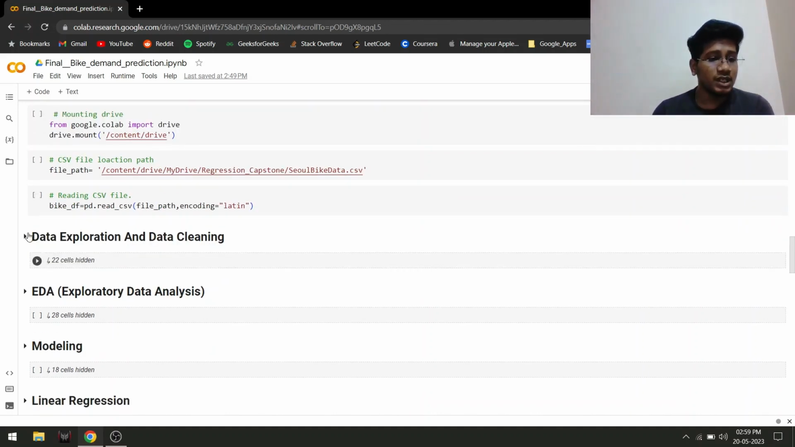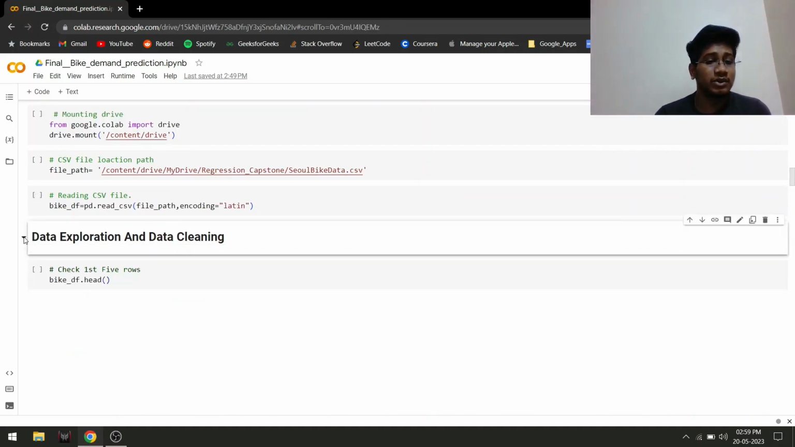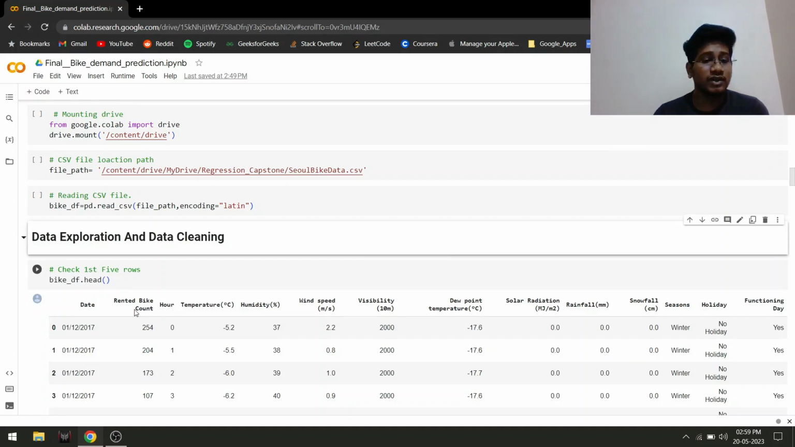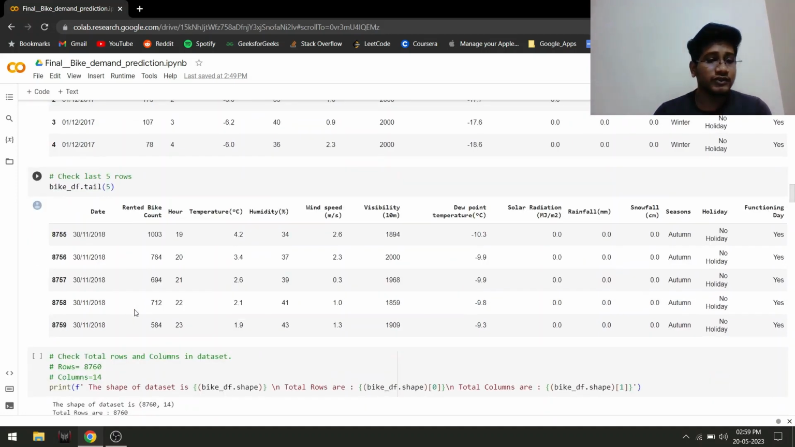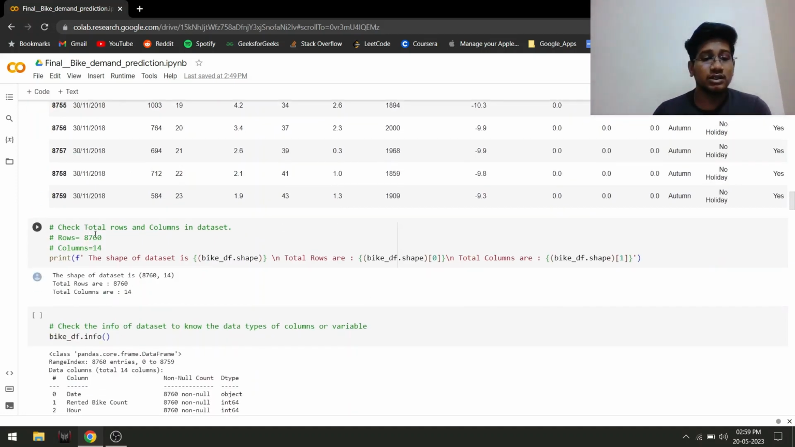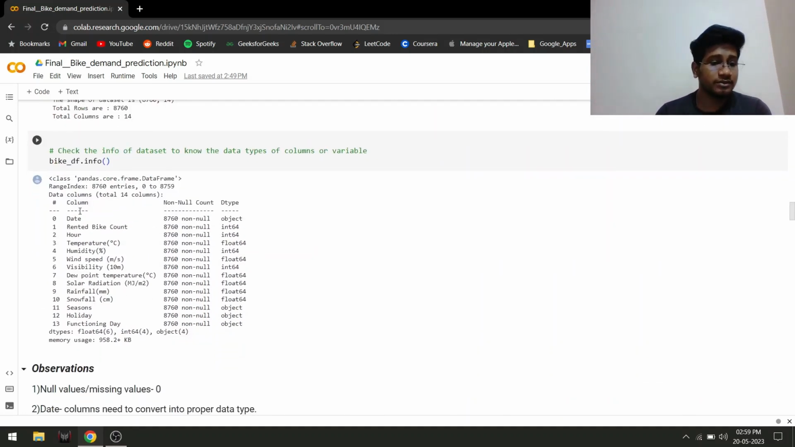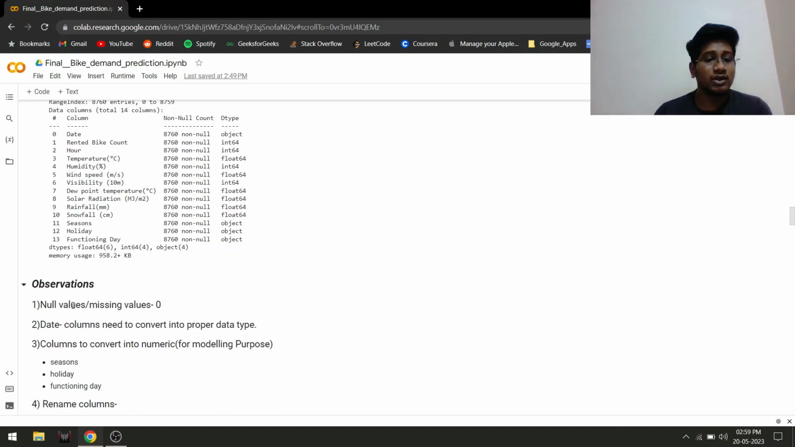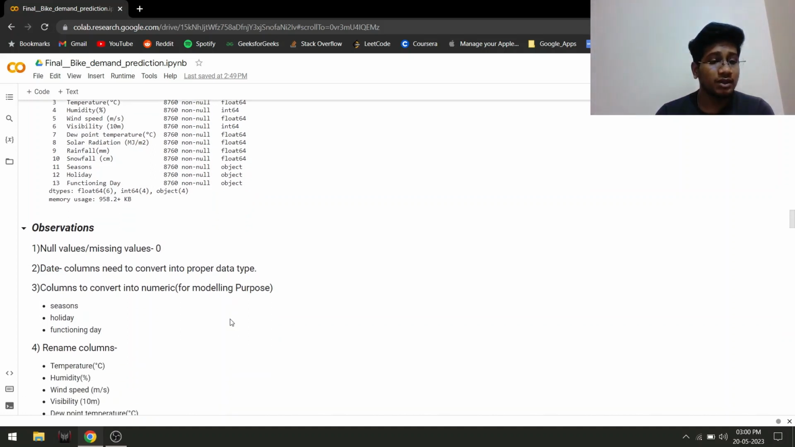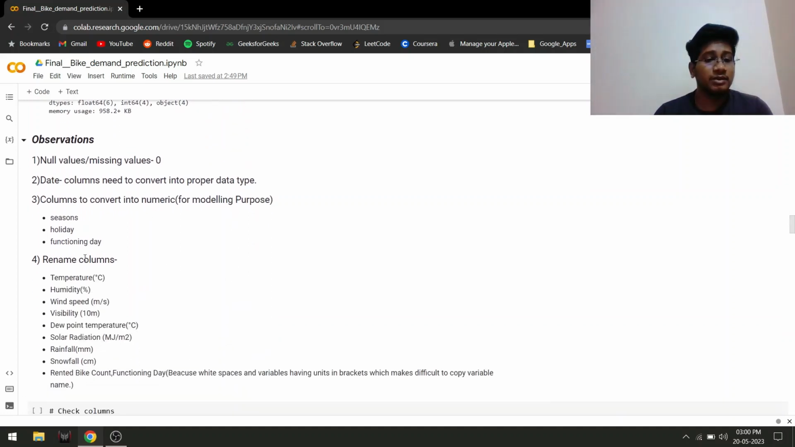So let us start with data exploration and data cleaning. First, we will check the first five rows and the last five rows. We will check the total rows and columns in the dataset. Then we will check the info of the dataset. Here we have null values and missing values as 0. The date column needs to be converted into proper date time. Columns need to be converted into numeric for modeling purposes, and we will rename columns.